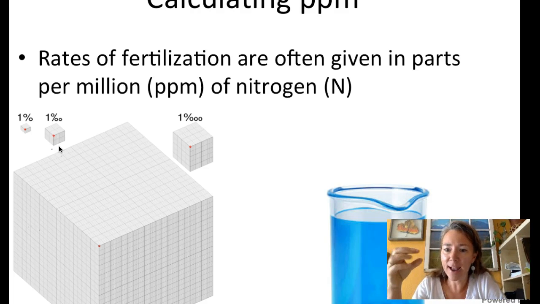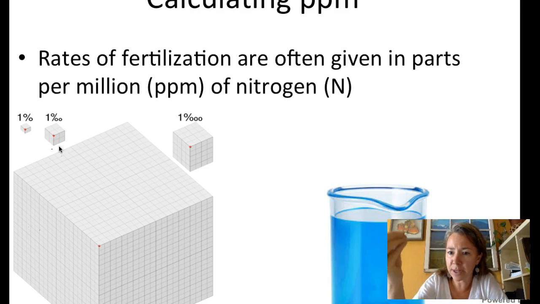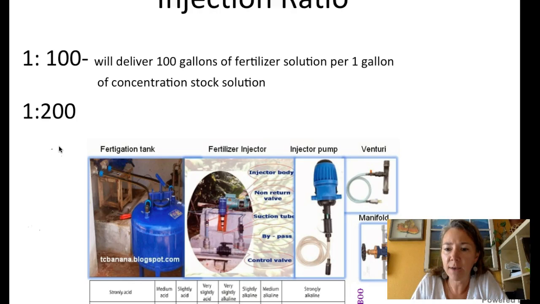If I had 500 parts per million, it might be a very dark blue versus 1 part per million, where it might not even be perceptible, it might be clear. And so parts per million allow us to look at the concentration of fertilizer within a solution. So the fertilizer is the solute, and then generally the water is the solution. So we're talking about the strength or concentration of a fertilizer in an injection ratio in a fertilizer injector, right?